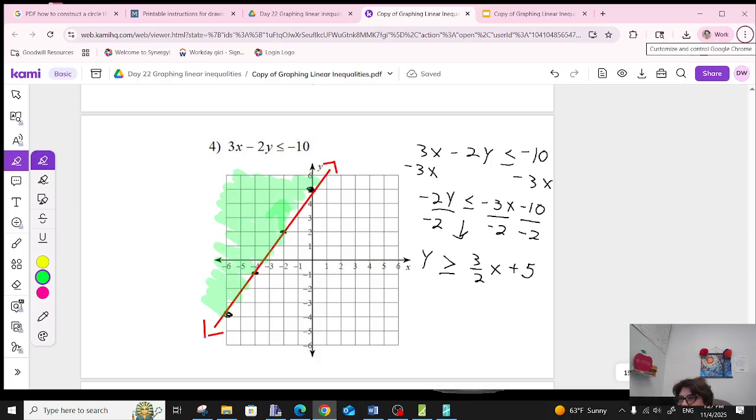Okay, that's what I got. Did everybody else kind of get that one too? Yay, nay? Anybody have any questions on this one?